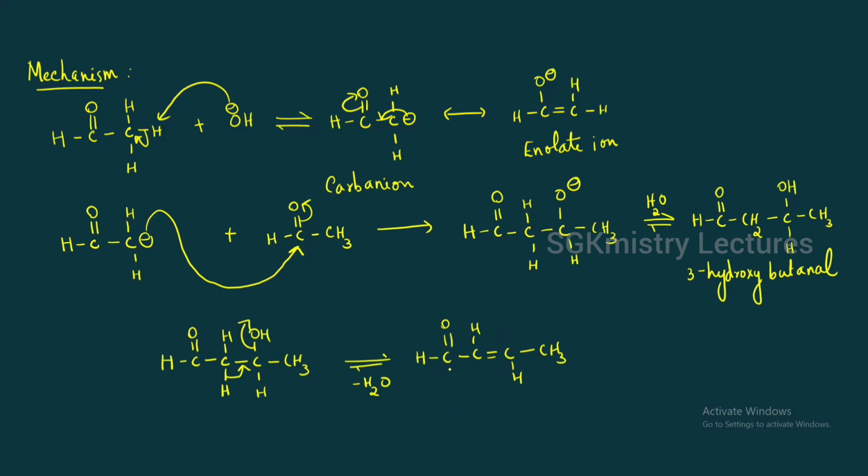So if I start numbering from the aldehyde carbon, 1, 2, 3, 4. In the second position, there is a double bond. So I'm going to name it as 2-butanol, right? So there is a double bond also and the functional group is aldehyde. So the name is 2-butanol.